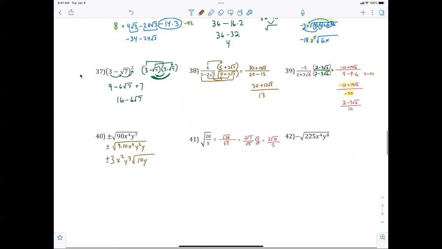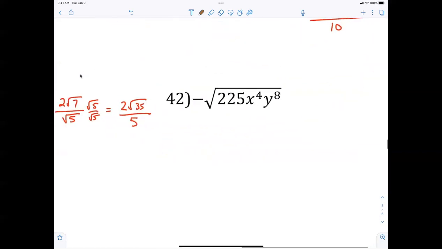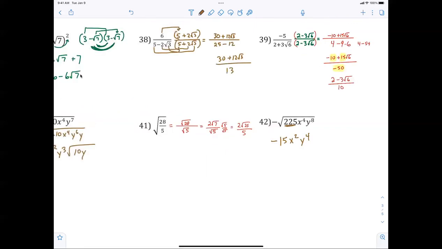All right, here we go, 42. Uh-oh, 225, is that a perfect square? Yes. Because what is it? 15 times 15. 25 times 9 also. And then both those, right? So is everybody okay with 225 is 15? So the answer is going to be negative 15 x squared y to the 4th.